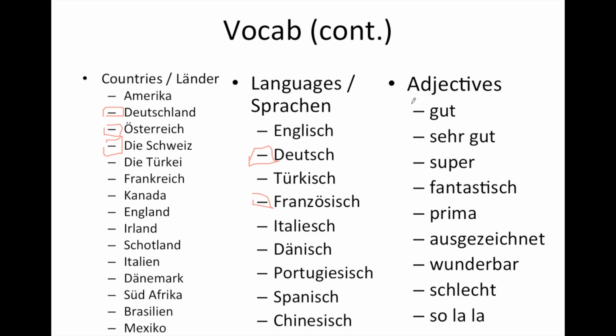And then some adjectives to describe how we're doing. Gut, sehr gut, good, very good. Super, fantastisch, prima is like your prime, or ausgezeichnet is just excellent. Wunderbar, wonderful, schlecht, not so good, and so la la, sort of in between. You're doing so-so. That's our vocabulary for this lesson.